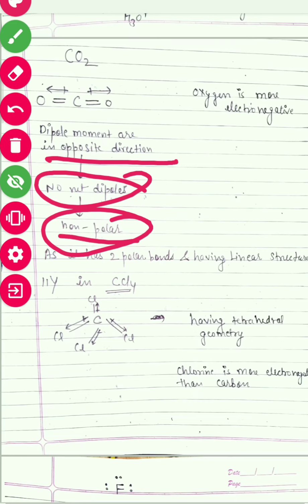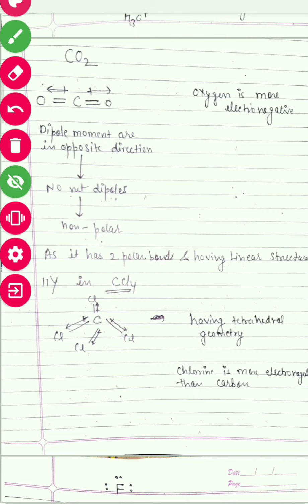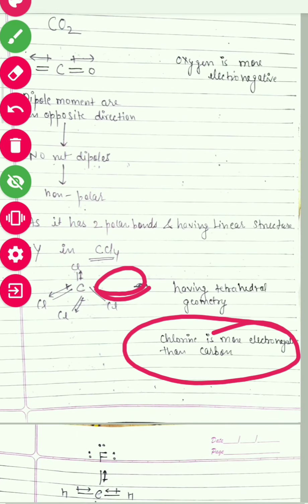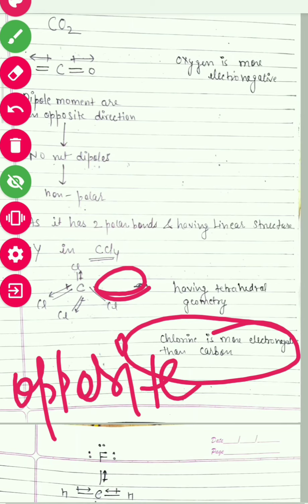Similarly, in CCl4, all chlorine atoms are more electronegative, and it has tetrahedral geometry. Chlorine is more electronegative, so it attracts electrons from carbon, and all the dipole moments are in opposite directions. So the dipole moments cancel out, and the net dipole moment is zero. Again, it is non-polar in nature.